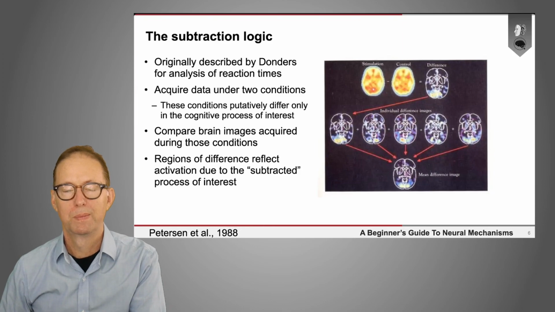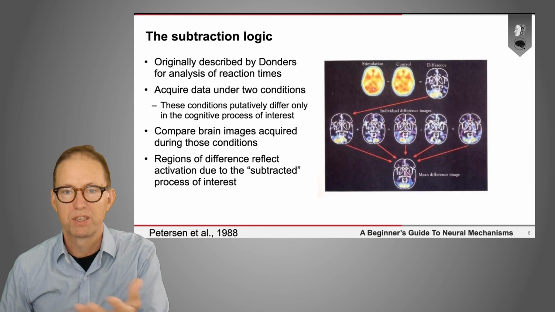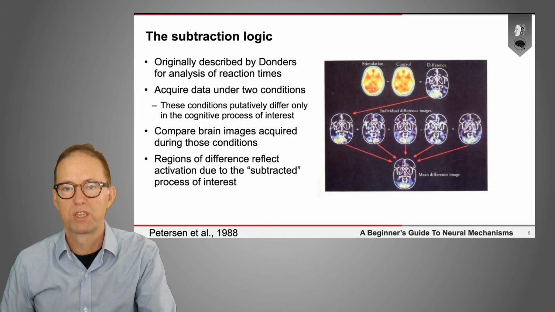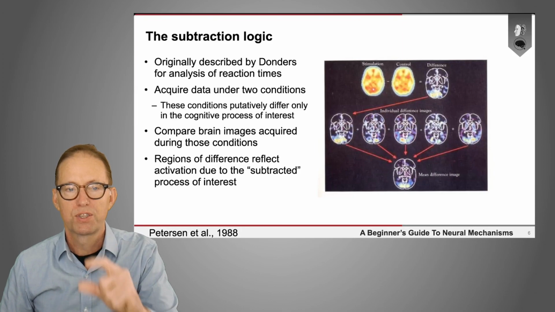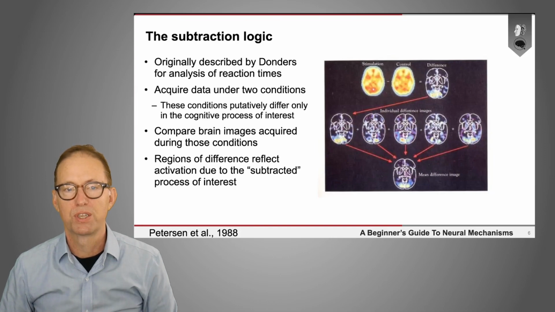One part of the data is collected while the person is being stimulated, another while they're doing some sort of control condition. And we look at the difference between the activity under those two conditions. And what we have to do is infer that that activity is related to whatever process of interest has been subtracted out. Whatever psychological processes differ between those two conditions, those are thought to be what's driving that difference in activity.